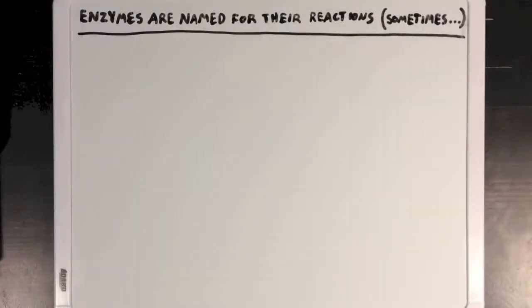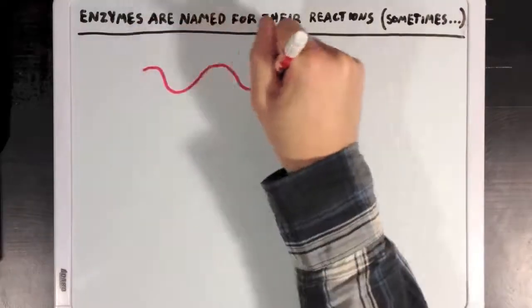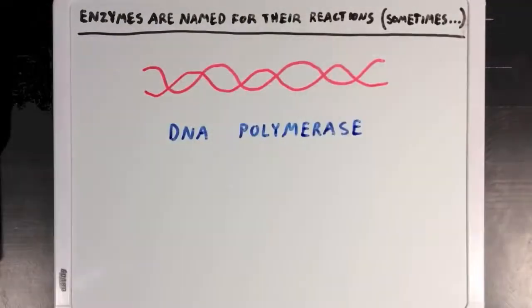Now, enzymes are generally named for their reactions, which is convenient because it makes it a lot easier to remember what an enzyme does if someone gives you its name. A great example of this is that one of the enzymes involved in DNA replication is called DNA polymerase, which is named as such because it acts on DNA and specifically makes polymers of DNA. Now, the suffix ase is usually just one that you find at the end of most enzyme names.